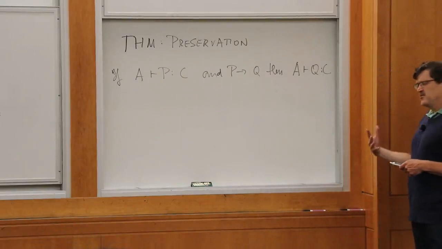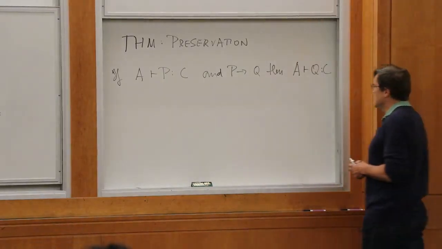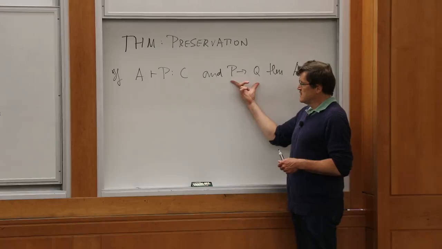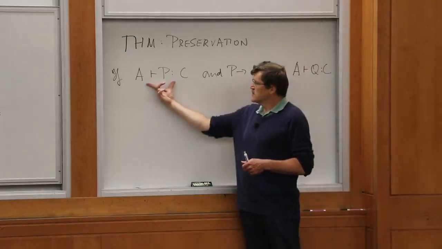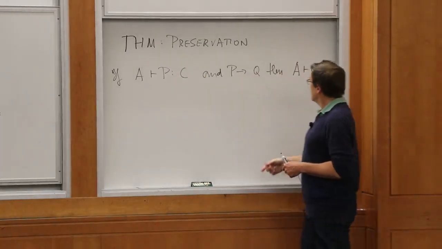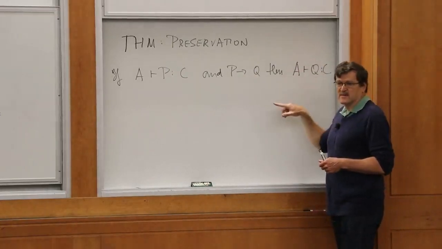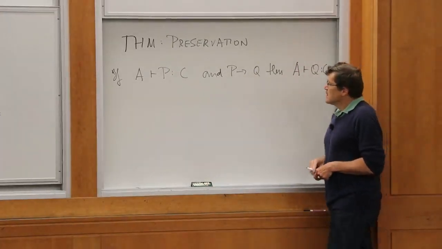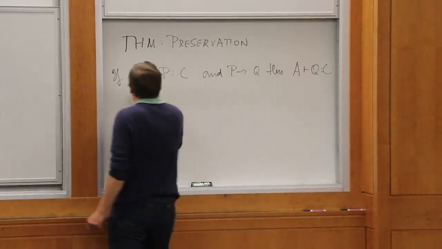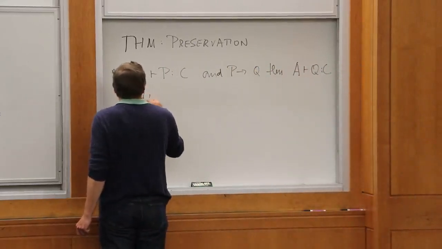And I already sketched to you how you prove that. You look at the possible transitions, then you do an inversion on the way this was typed, and from that you can reconstruct the typing of Q after the transition. Okay, now the more interesting theorem here is progress.